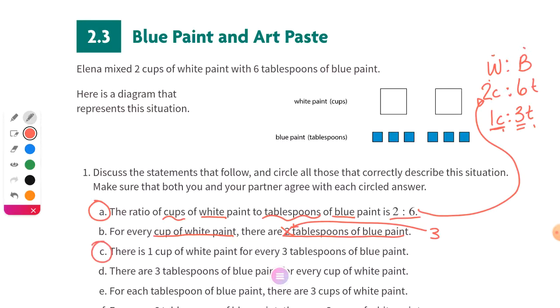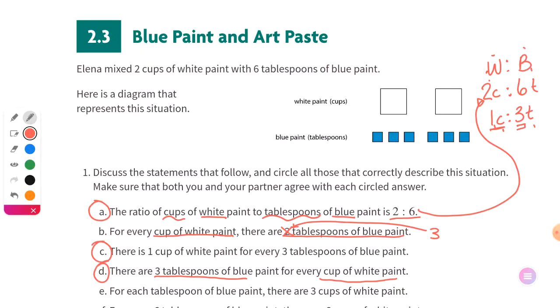C is good. D, there are 3 tablespoons of blue for every cup of white. So 3 blue. And if we look here, 3 blue for every 1 white. Do we agree with that? Yeah. What did they do? All they did was flip it, but they also flipped the words. Is that okay? Yes, as long as they flipped the words and the words match the numbers, it is good.